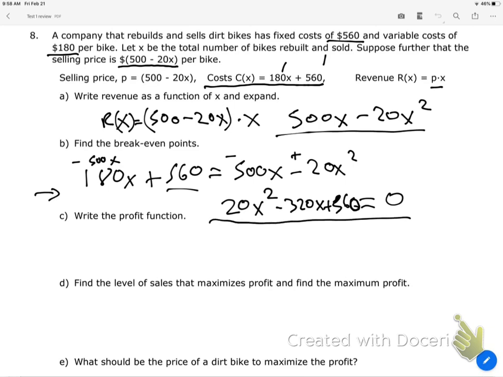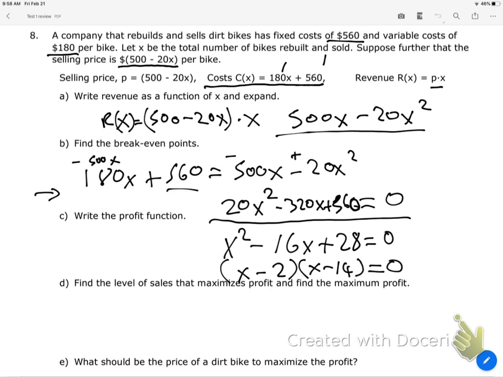If you want to, you can plug that into the quadratic equation formula. But I can see that everything will divide by 20. If I do, it's x squared minus, what's that divided by 20? Is that 16? The next one divided by 20, I think we said was 28. Now again, numbers a little bit easier. You can use the formula again, but this will factor into two numbers: 28 when you multiply, negative 16 when you add. So the break-even points are at x equals 2 and x equals 14.